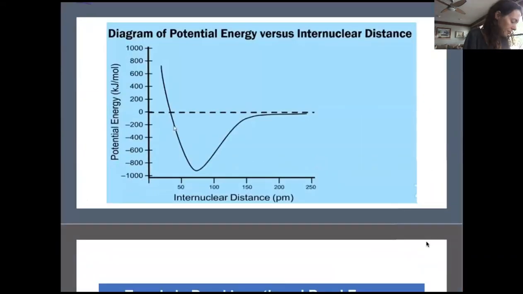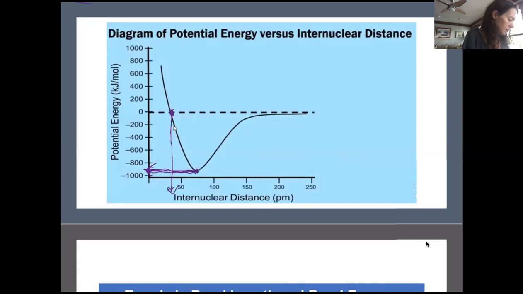Okay. Same deal, right? This is relative distance. This gives me the bond energy, distance, ideal bond energy, and the bond length, okay?